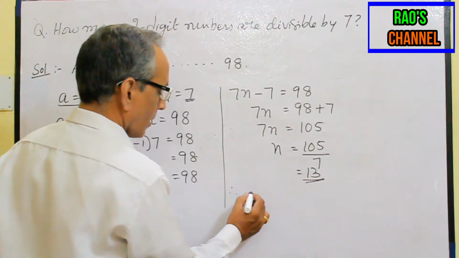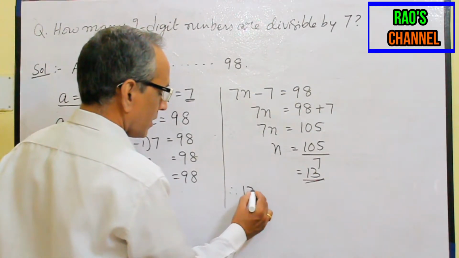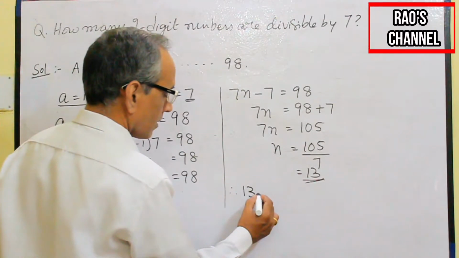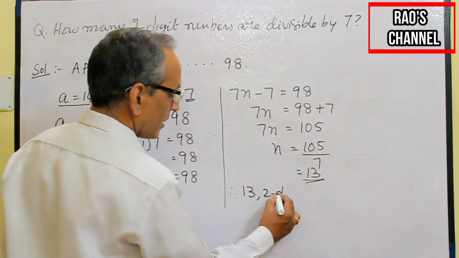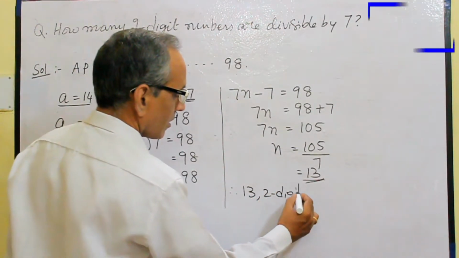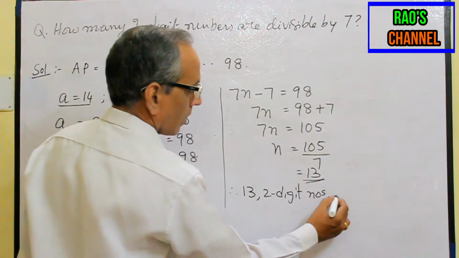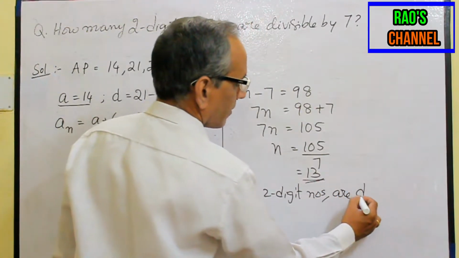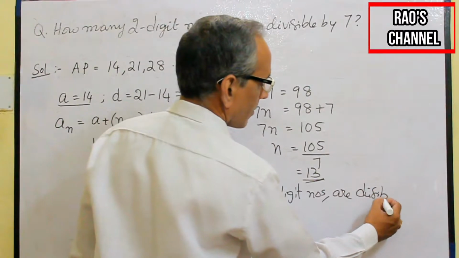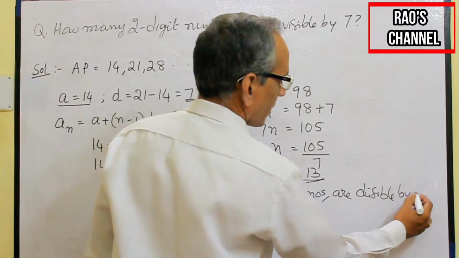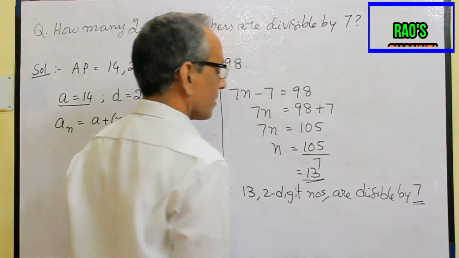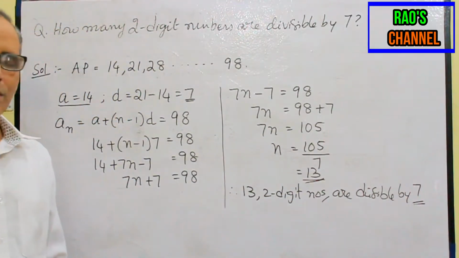Therefore, 13 2-digit numbers are divisible by 7. It's a very important question, not a direct question.